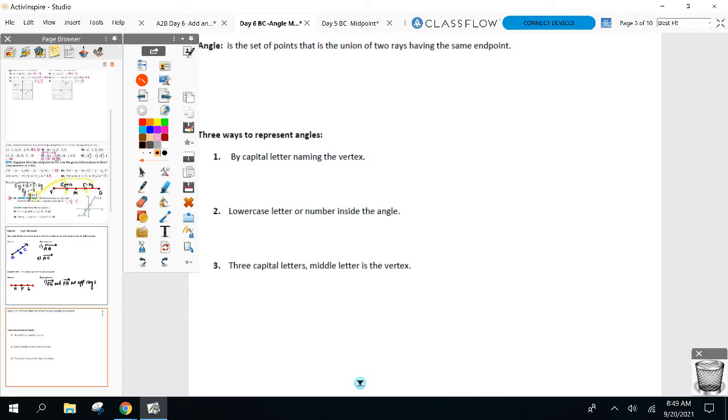Angle time. Angles. You guys have seen an angle before? I hope. Two rays sharing the same endpoint. They don't have to be collinear though. Two rays sharing the same endpoint. There it is. Two rays share the same endpoint.